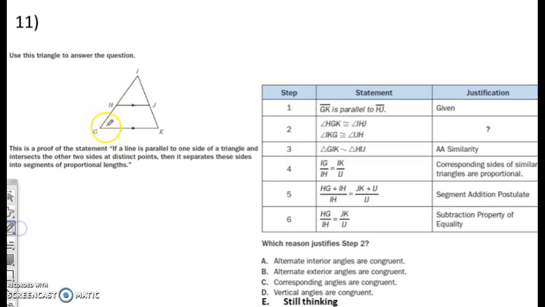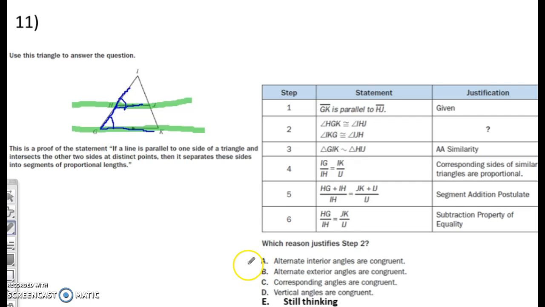So I'm going to go mark that on my triangle. This line is parallel to this line. Alright, and then we're looking at angle HGK, so I trace from H to G to K. So I'm looking at this angle, and they say that that's congruent to angle IHJ, this angle. And I need to come up with the justification for why those two angles are congruent.